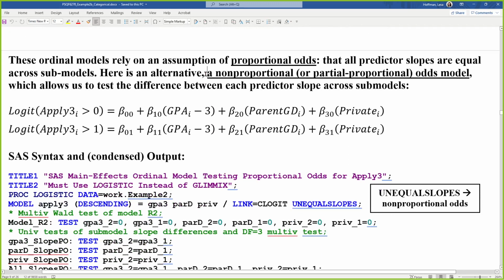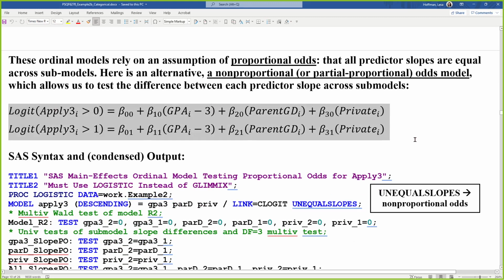So here's the new model that we're starting with. This is page 10 of example 2B. And what's the difference in my equation relative to previous? The slopes between the submodels now are different. I picked up a second subscript to say which submodel the slope is for.